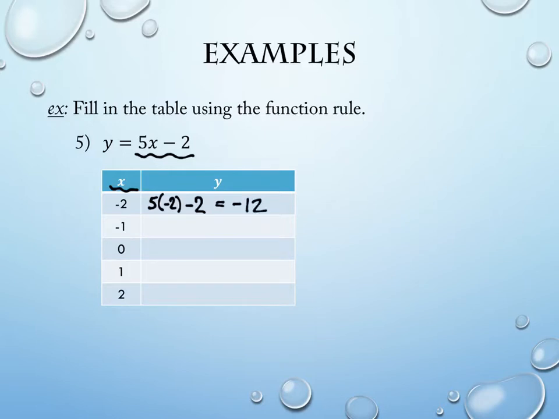Negative 1, 2. And we go down the list. So 5 times negative 1 minus 2. Actually, we will not have to do this forever. Just for this example, do it with me, okay?